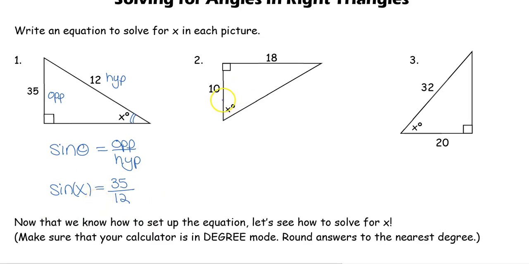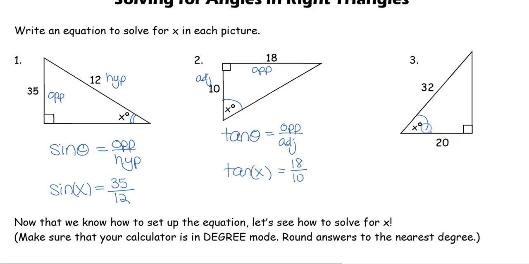We go to number 2. Here's my reference angle. 18 is opposite. 10 is adjacent. So I think about which trig function is opposite over adjacent. That is tangent. It's tangent of my angle is the opposite side over the adjacent side. In this case, the angle is unknown, x. The opposite side there is 18 over the adjacent side of 10.